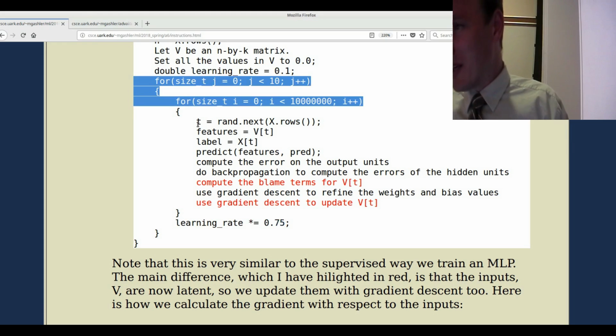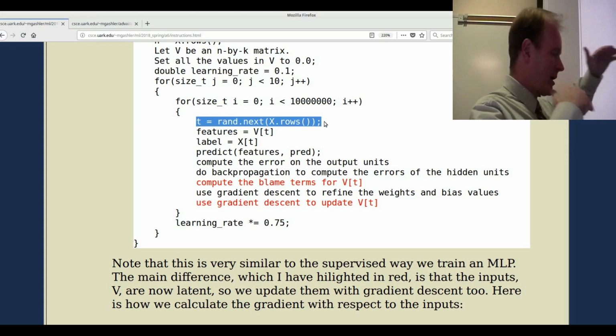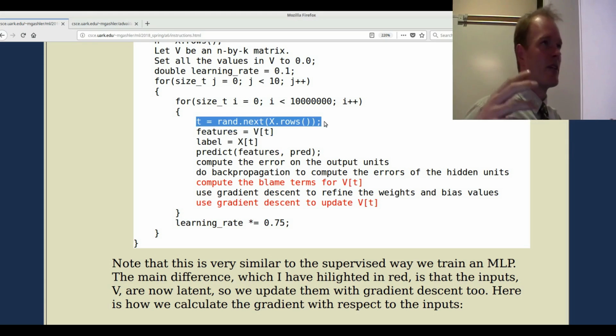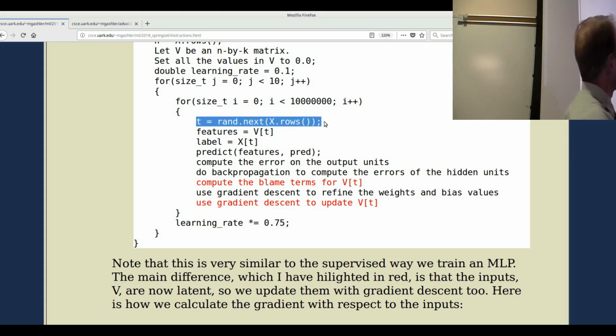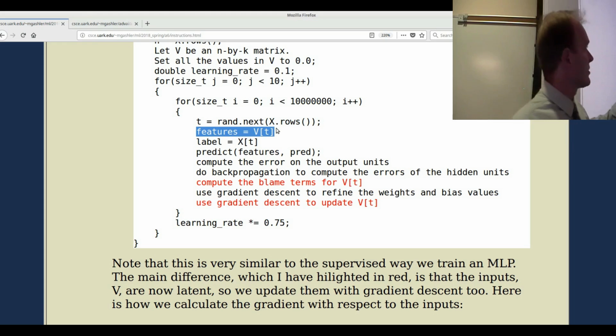There's 2 loops. I'm saying here, T is a random row. So in other words, I'm going to pick a random observation from my set of observations. I have a sequence of observations of my crane wandering through its state space in random order. I'm going to pick one of them at random. Then I'm going to say my features, the inputs into my model, are this vector of states.